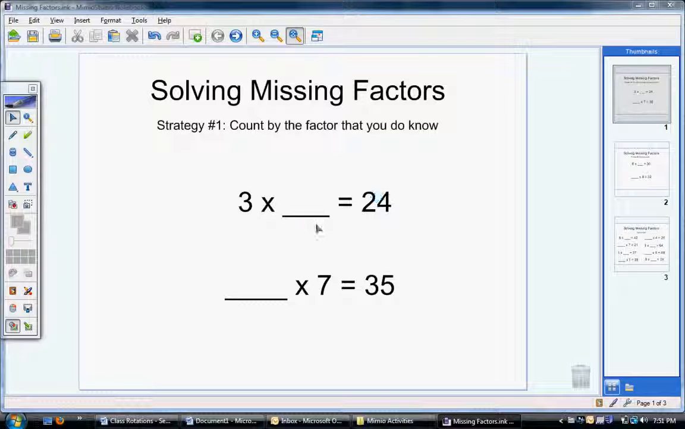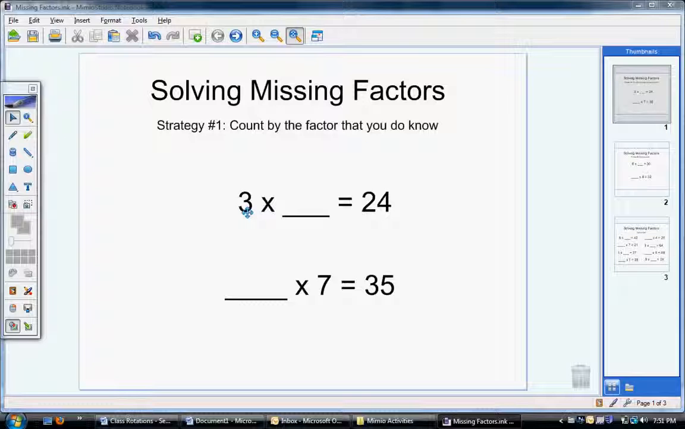Occasionally, though, one of the factors is missing. In that case, you have a couple of different strategies that you can use to try to figure out what that missing factor is to get you to the product that they have listed. Our first strategy is to count by the factor that you do know. So in this problem, the factor that I do know is 3.